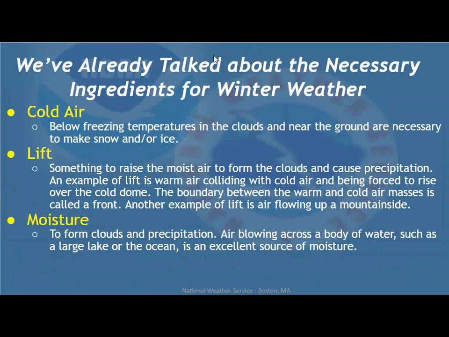All right, so in our last Winter 101 talk, we talked about the necessary ingredients for winter weather. I'll go through this pretty quick, but you need cold air, obviously, below freezing. You need lift, or vertical motion in the atmosphere, something to cause the clouds to form and the precipitation to precipitate. And then you need the moisture itself in the air, because if the air is lifting and it's cold, it doesn't matter if it's really dry, you're not going to squeeze out any rain or snow, as it were.